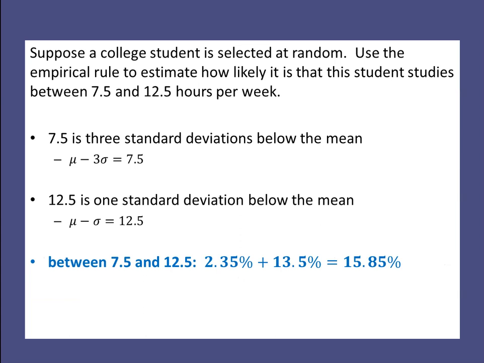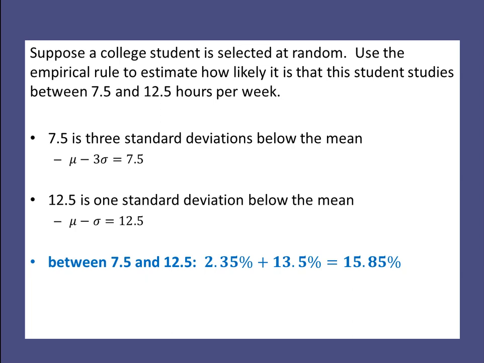Here's a question that's not one of those three, but it's virtually identical procedurally. I copied the wording as closely as I could and changed the numbers to 7.5 and 12.5. 7.5 is 3 standard deviations below the mean. If the mean's 15, the standard deviation is 2.5. 12.5 is 1 standard deviation below the mean.